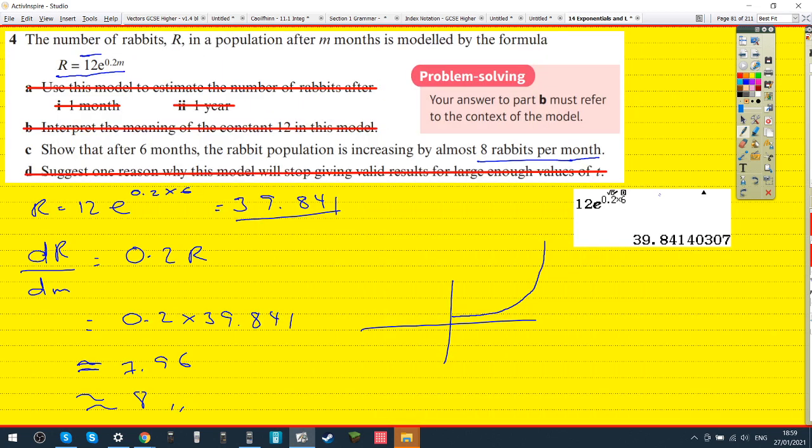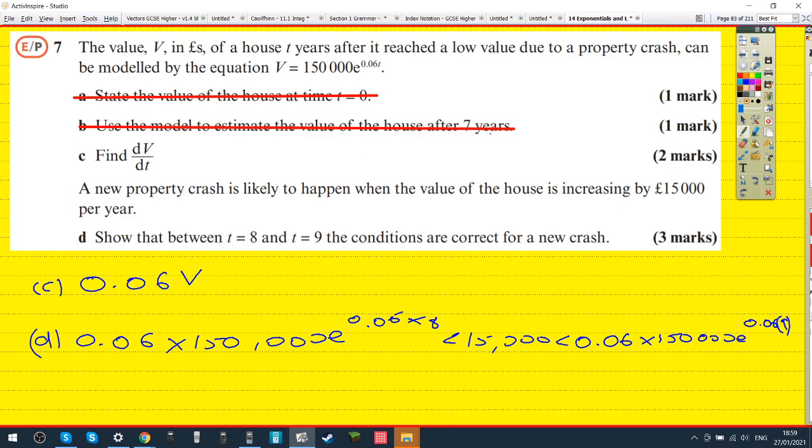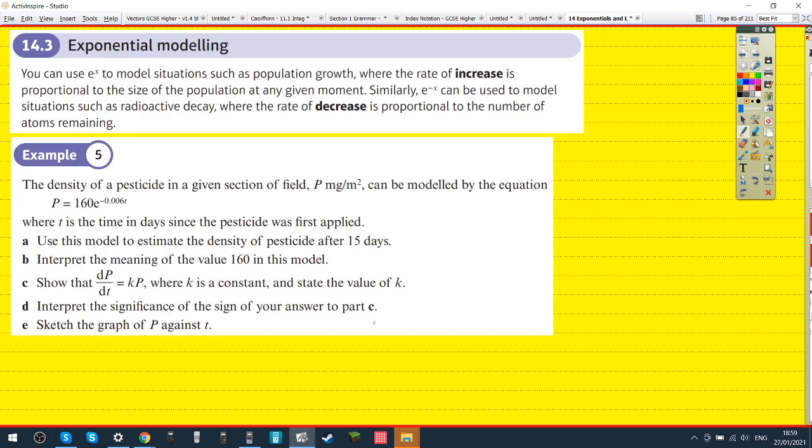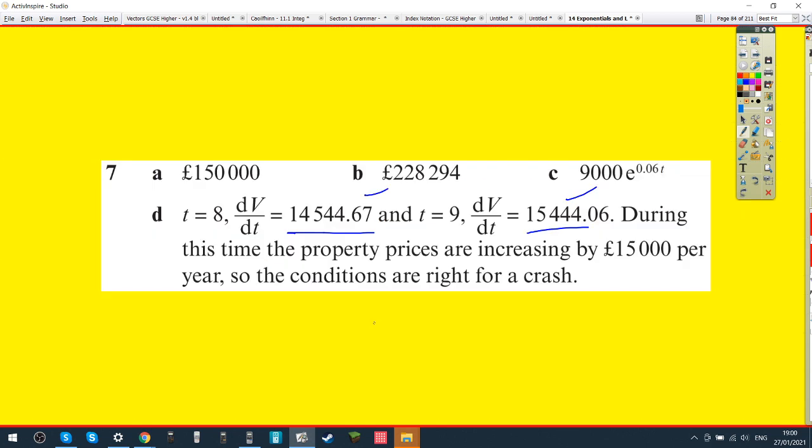Okay. Yeah. So the previous one, show that it's increasing by 8 rabbits per month after 6 months. So basically when you sub in 6, the derivative is 8, the gradient is 8. For this one, when you sub in 8 or 9, the derivative is close to 15,000. Okay. And so it's a bit less, a bit more. So it's in between those. Great. Got it.